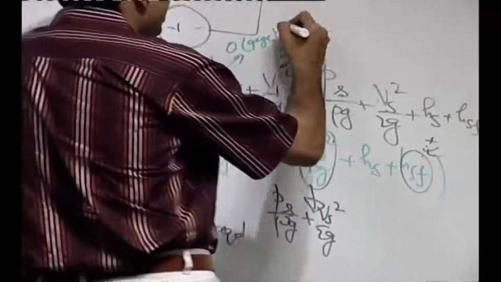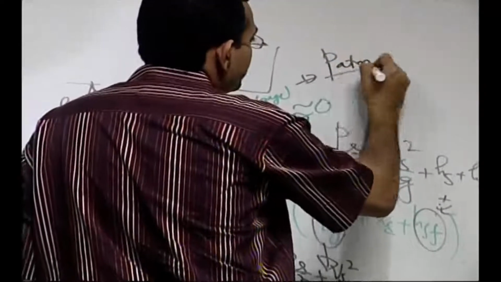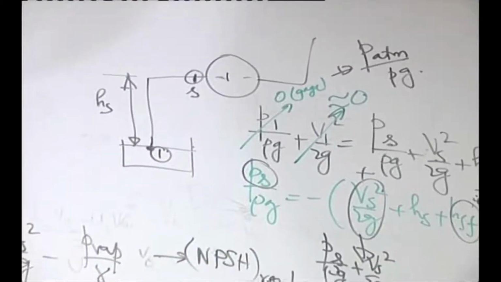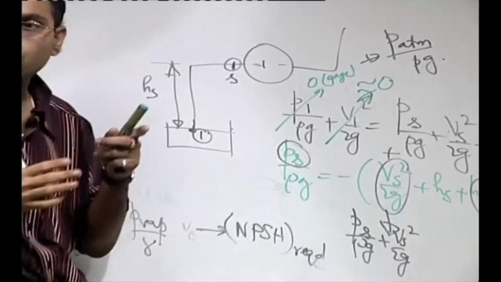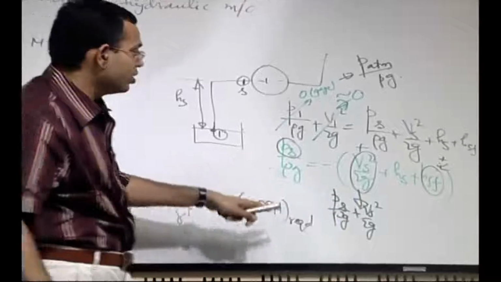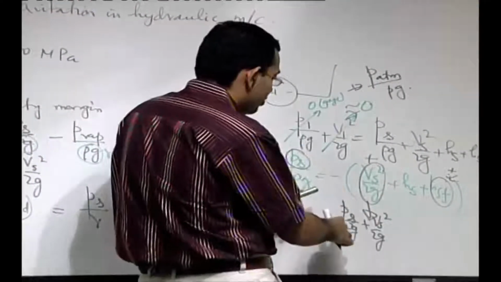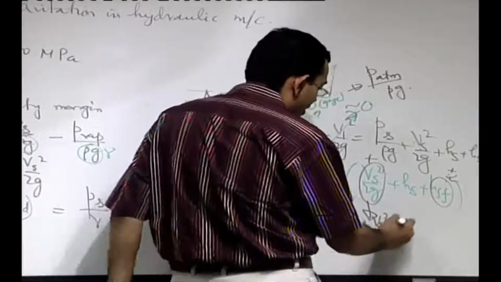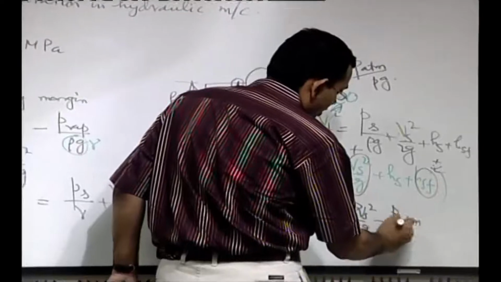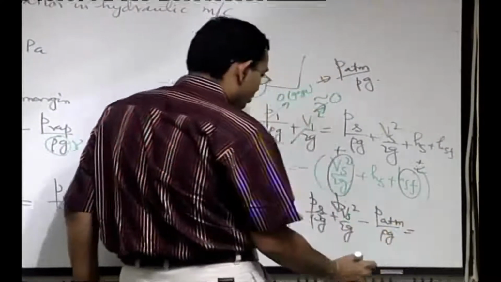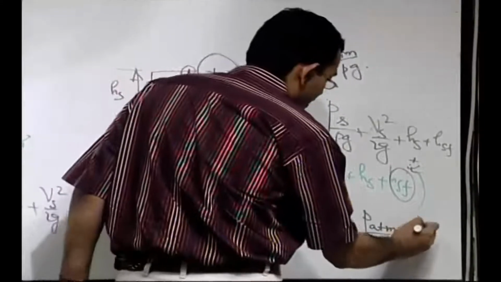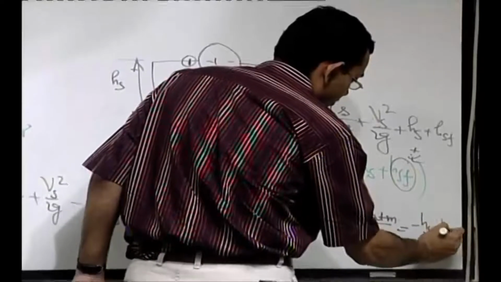Now let us not write it as the gauge pressure. So in place of writing this as 0 gauge, let us write it as P atmosphere by rho g, because we want to write an expression which should not be dependent on whether it is a gauge pressure or an absolute pressure. So let us write the pressure properly without considering it as a gauge reference. So then from this expression, you can write Ps by rho g plus Vs square by 2g minus P atmosphere by rho g is equal to what? Minus Hs minus Hsf, right.